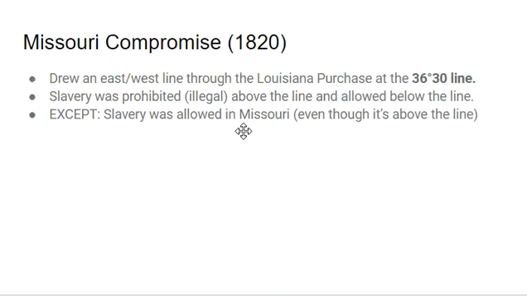The first compromise is called the Missouri Compromise of 1820. And this drew an east to west line through the Louisiana Purchase at the 36 30 degree line. And slavery was prohibited above the line and allowed below the line. Except there was one exception to this. Slavery was allowed in Missouri even though it's above the line.